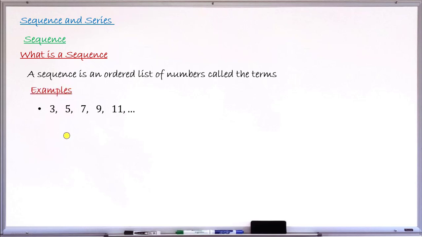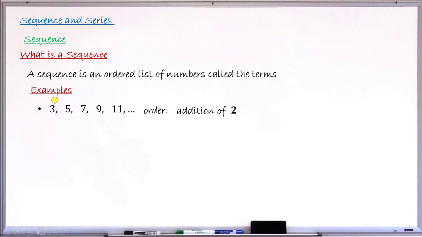Example number one of a sequence, we have the sequence of numbers 3, 5, 7, 9, 11, and so on. Look at this list of numbers. If you look at it critically, there is a criteria of making this list. It's not just writing the numbers up here. There is a criteria, and that criteria is what we call the order here. Let me just give you the order of this list. The order is addition of 2.